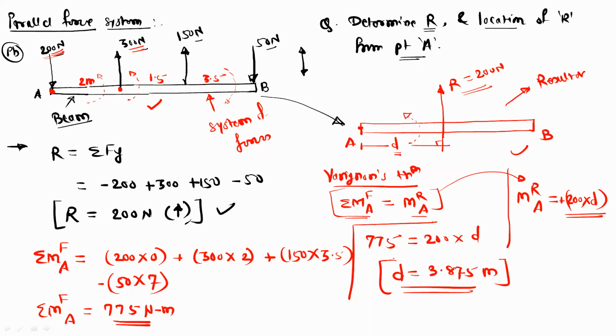Okay. So by using Varignon's theorem, we can find out the distance D of the resultant. So here D is equal to 3.875. So this is the application of Varignon's theorem. So I hope this problem is clear.